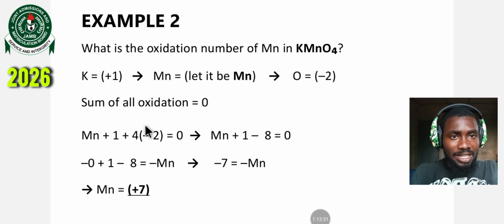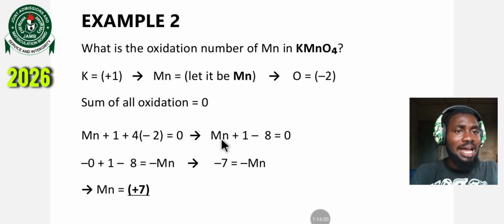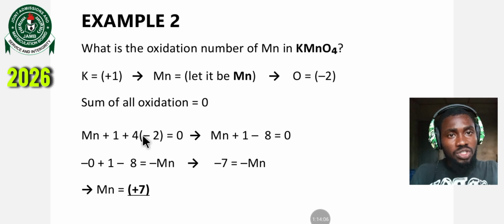When we solve this, first of all, we have to open the bracket. When we open the bracket, we have Mn plus 1, and 4 times minus 2 is going to give us minus 8. Okay, 4 times 2 is what? 8. Plus times minus is what? Minus. Okay, so we're having Mn plus 1 minus 8 equal to 0.